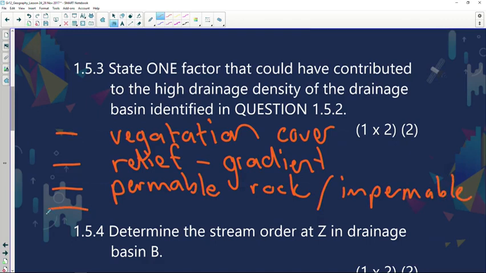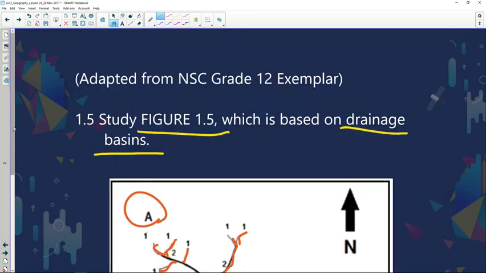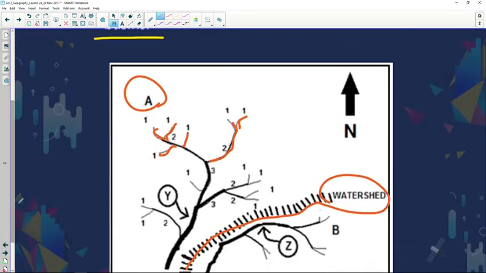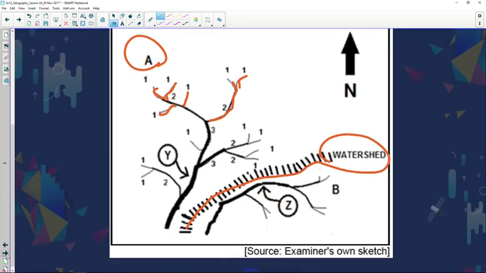Okay, and lastly, the amount of precipitation, the amount of rainfall. So it can happen that drainage basin A receives more rainfall than drainage basin B, and obviously it will lead to more surface runoff and tributaries forming.